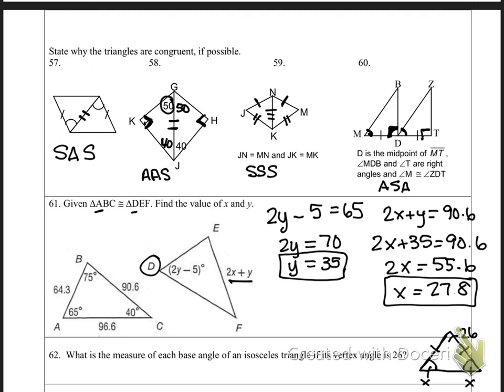So all I'm going to do then is I know that the sum of the interior angles of a triangle has to equal 180. So I'm just going to say 2x plus 26 is equal to 180. So 2x is equal to 154. And 154 divided by 2, so x has to equal 77.